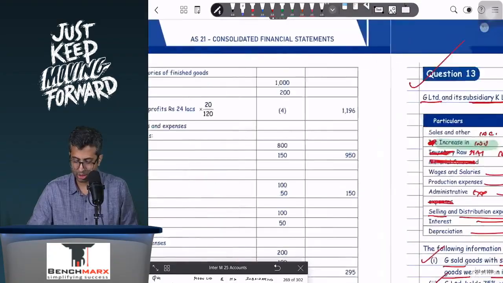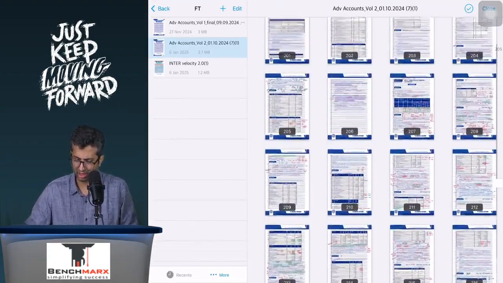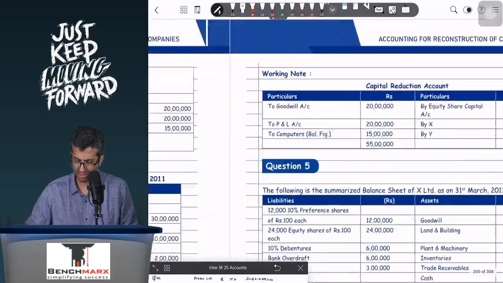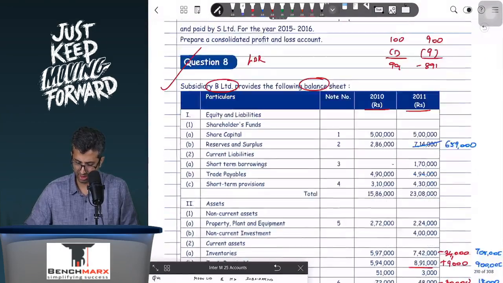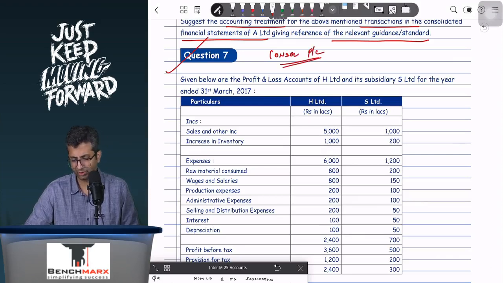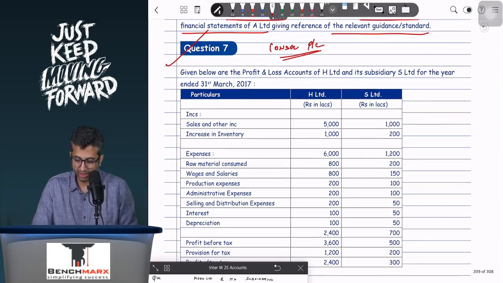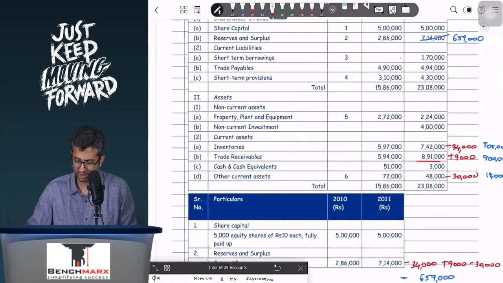Now next you will go to your classwork section. I think question number 6 or 7 over here in your classwork section. Go to question number 7. Now this is the question on consolidated P&L. This is there in the institute study material. All of them you can see will be on similar lines. Given below is a P&L for H and its subsidiary S for the year ended 31st March 2017. So you have all of this data which is given for H and for S.